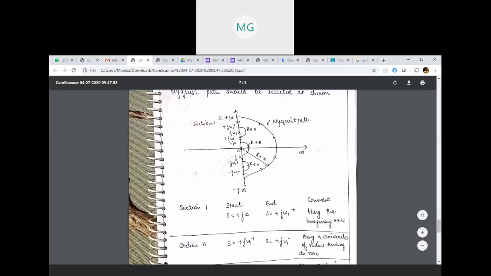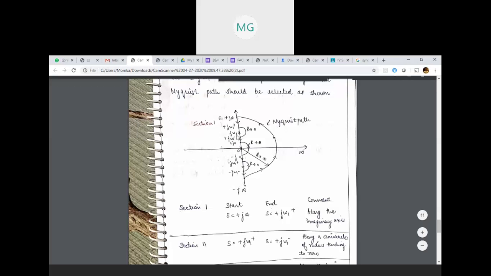The first pole is at j omega 1 and you have selected two points. The second point is at minus j omega 1 and you have taken two points, minus j omega 1 plus and minus j omega 1 minus. Plus means the point just above it and minus means the point just below it. For the point at the origin, again you have taken two points very, very close to it, plus j0 and minus j0. Okay, right? And the final Nyquist path is from plus j infinity to minus j infinity, whose radius is infinity.